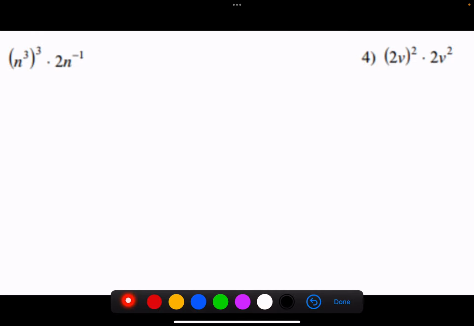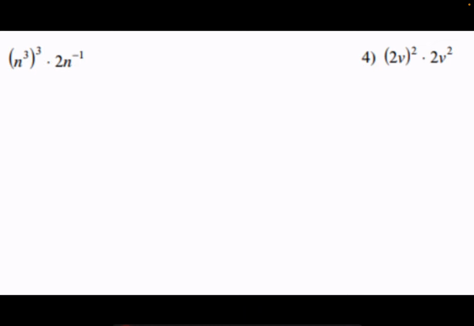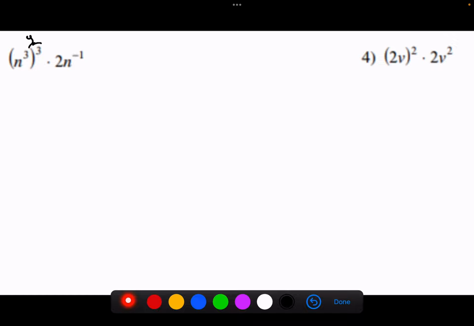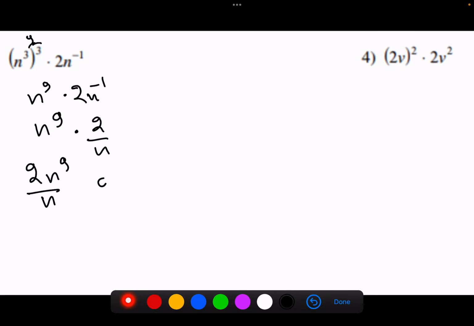So I have n cubed, all of that cubed, times 2n to the power of negative 1. Let's go ahead and solve that. Here I'm going to multiply 3 by 3 to get 9. So this is the same thing as n to the 9 times 2n to the negative 1, which I'm going to rewrite as n to the 9 times 2 over n. So I have 2n to the 9 over n, which is the same thing as 2n to the 9 minus 1, which is 2n to the 8th.